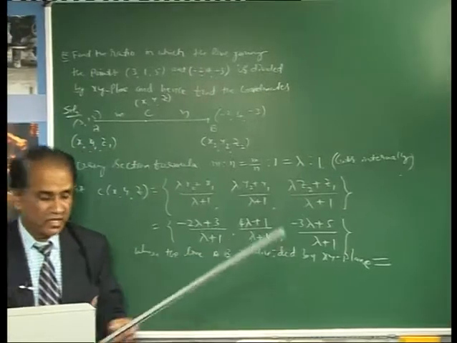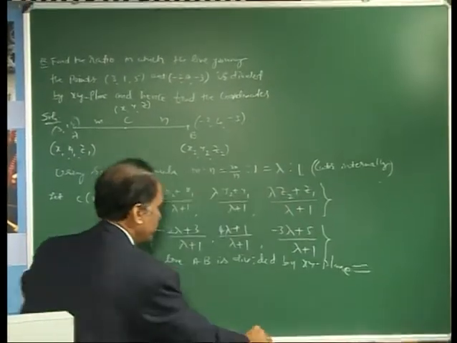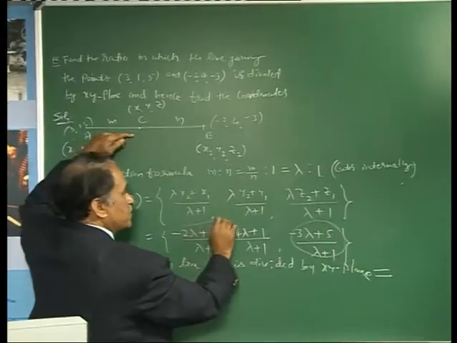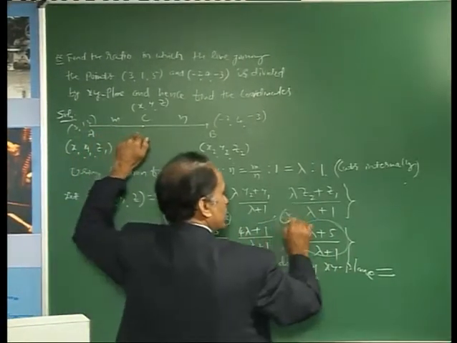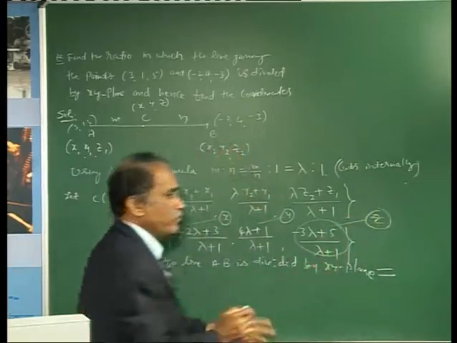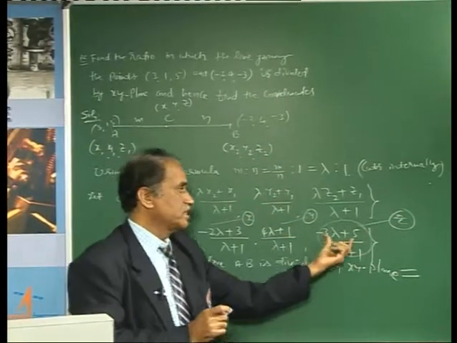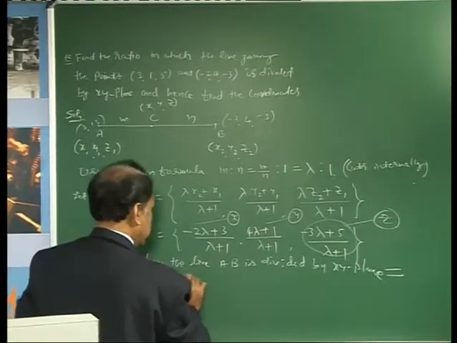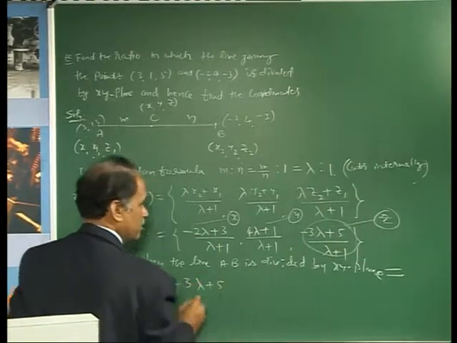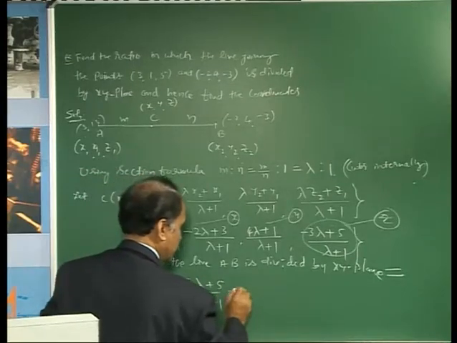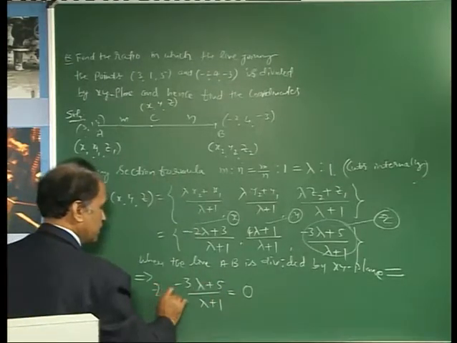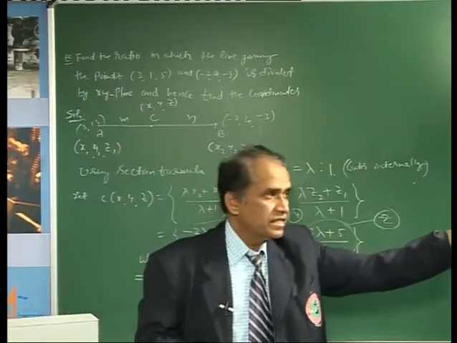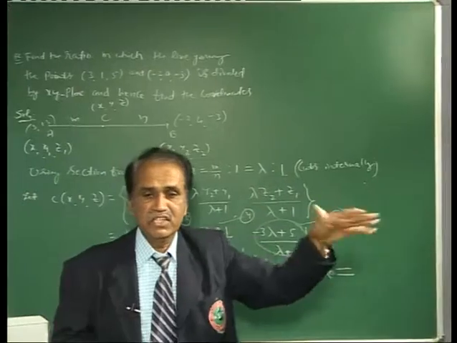That means easily you can make out in this case, when the xy plane cuts it, this is for x, this is for y and this is for z. When it is cut by the xy plane, obviously this value must be equal to 0. Therefore, (minus 3 lambda plus 5) divided by (lambda plus 1) equals 0. That means the z value is equal to 0. Why? Because it is obvious: when it is intersected by the xy plane, on the xy plane the z value is 0.